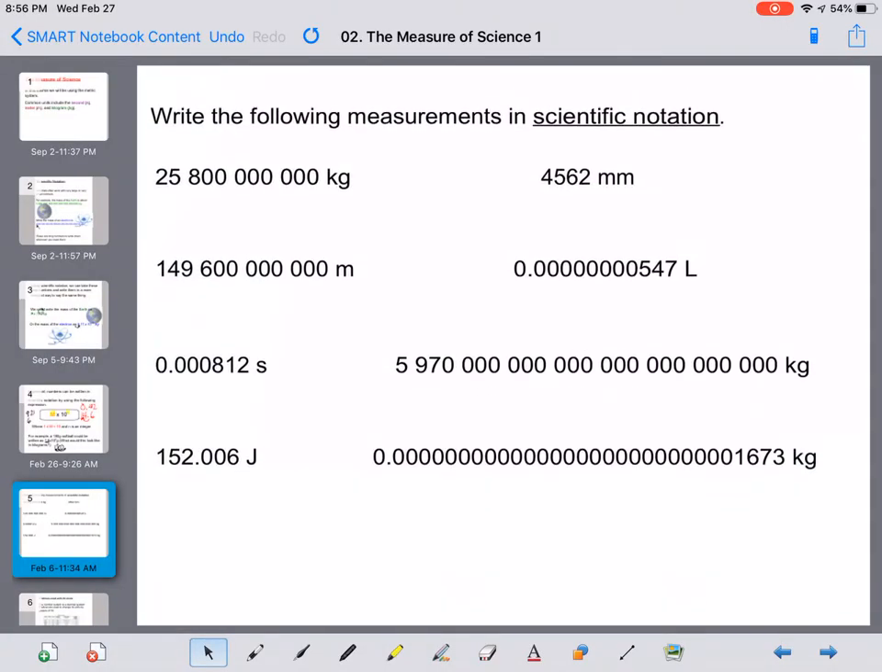So let's take a second, if you want to pause, and I'll get you to try out these examples. And when you're ready, just unpause, and we will run through each of these examples to go over the answer.